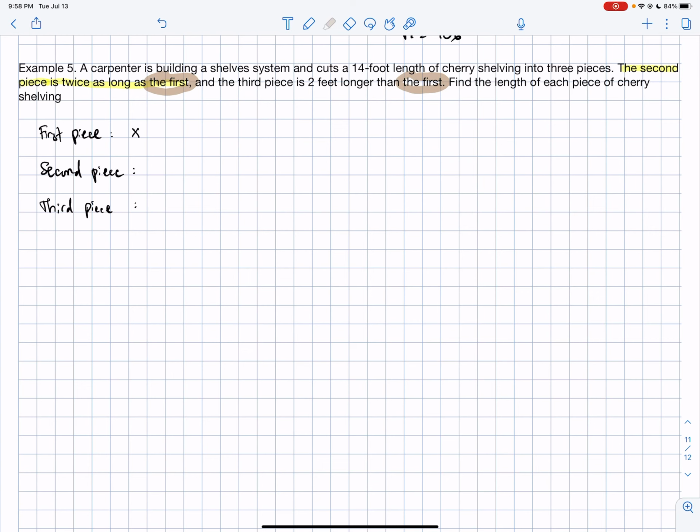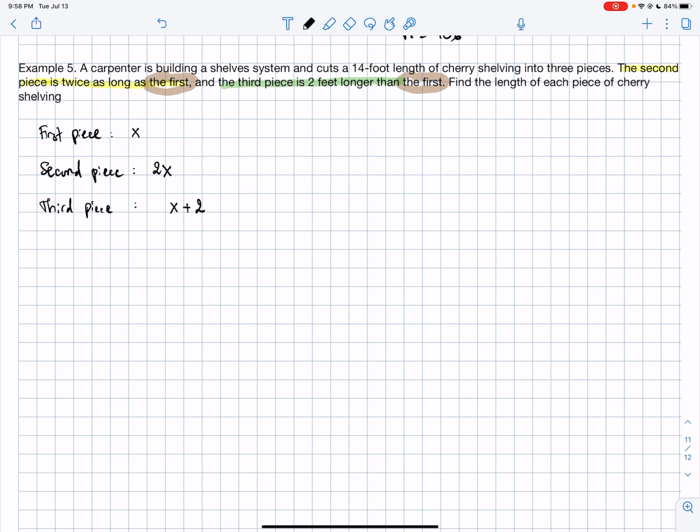Now go back to the second piece, the yellow sentence. What do they say about the second? The second piece is twice as long as the first. That means twice the first, so twice the X. And the third piece, the green sentence, says the third piece is 2 feet longer. That means add 2 to the first, so that is X plus 2.